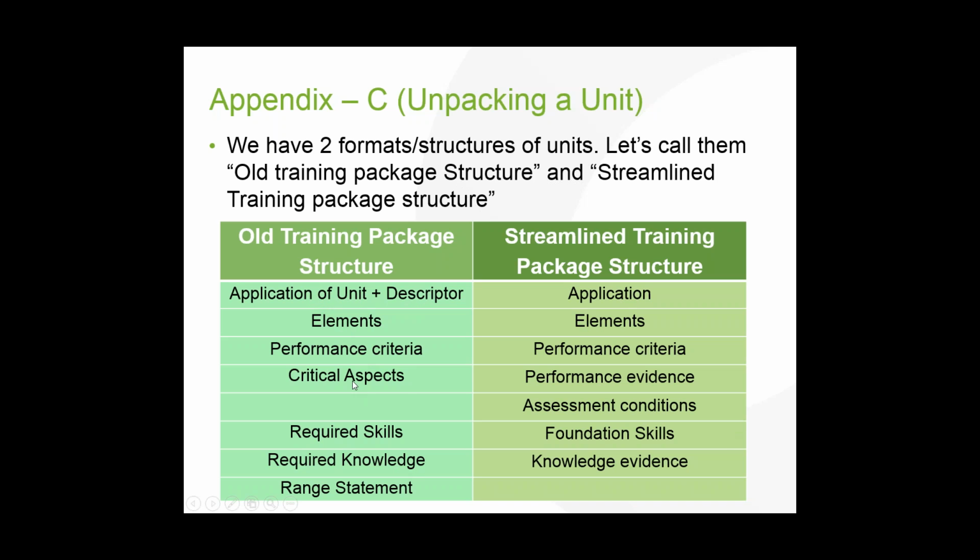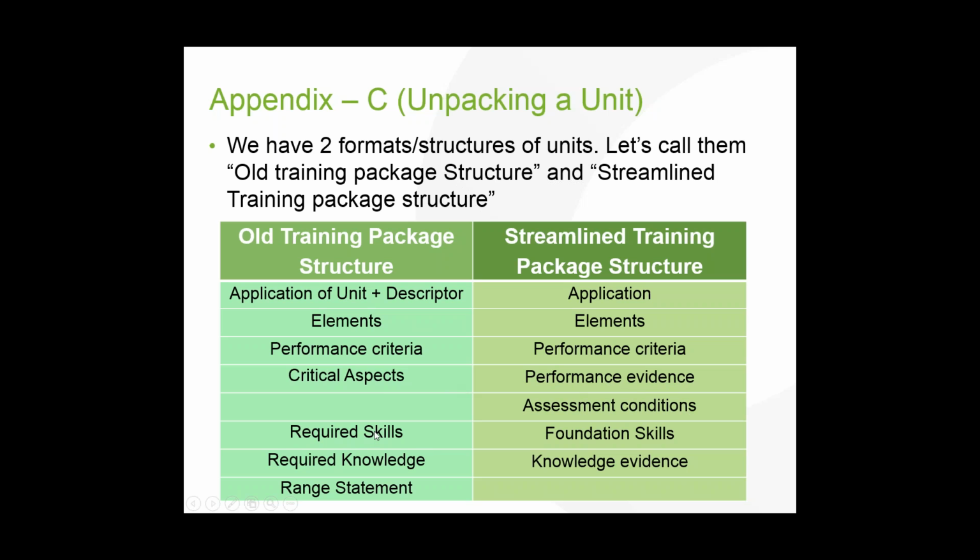Then we have critical aspects in the evidence guide of the old training package structure, whereas we do not have evidence guide or critical aspect in the new streamlined training package structure. Instead of evidence guide, instead of critical aspect of evidence, we have performance evidence and we have assessment conditions. So what you need to do in this part, instead of critical aspect of evidence, you need to copy and paste performance evidence and assessment conditions, and that's it.